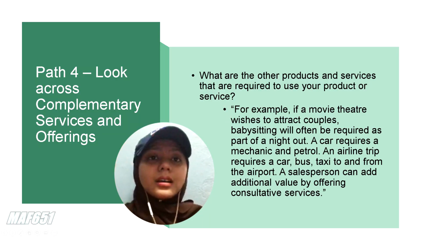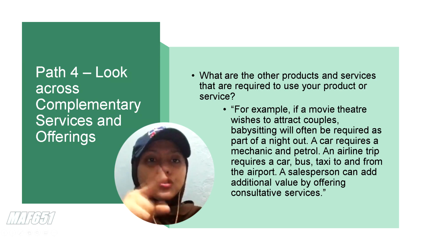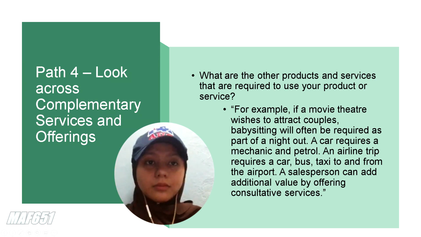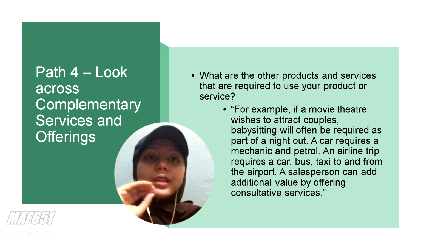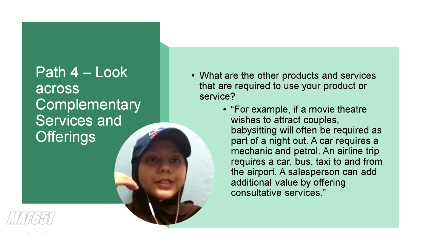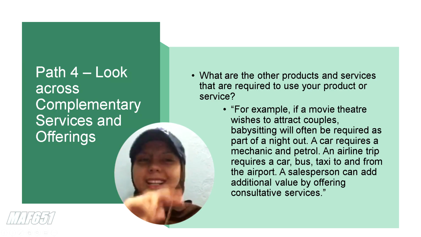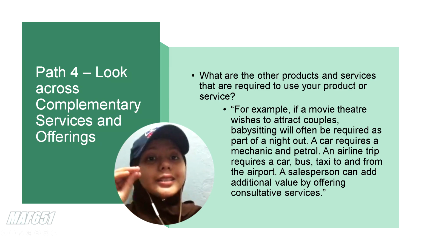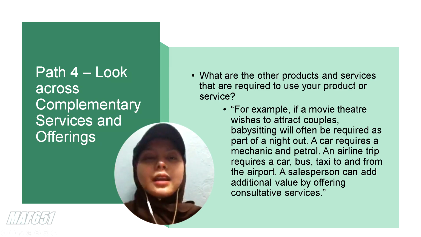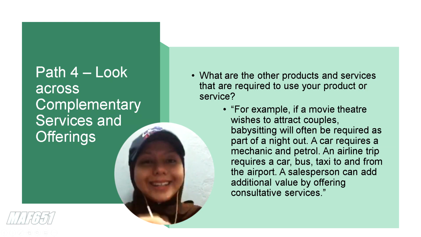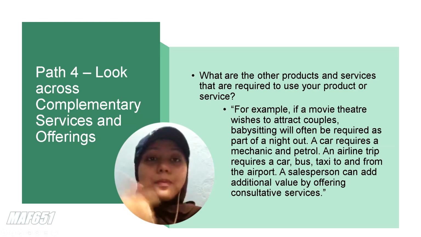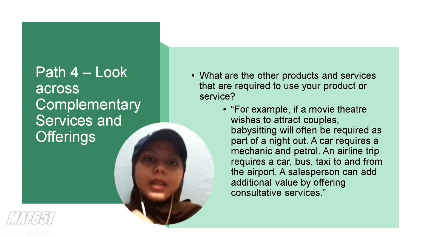The fourth part is to look across complementary services and offerings. What are the products and services that are required to use your product or service? For example, if a movie theater wishes to attract couples, babysitting will often be required as part of a night out. Second example, a car requires a mechanic and petrol. And third example, an airline trip requires a car, bus, or taxi to and from the airport.